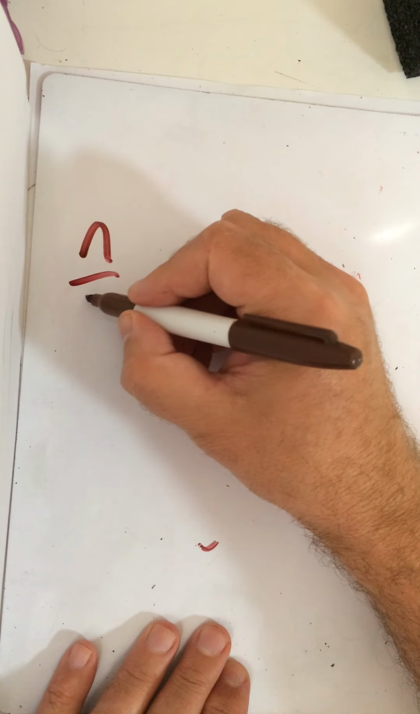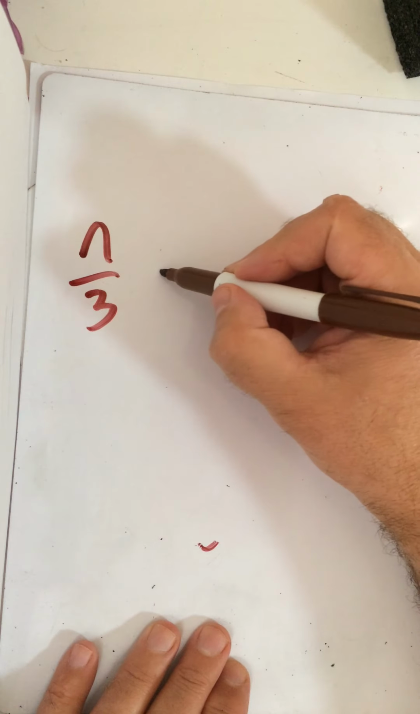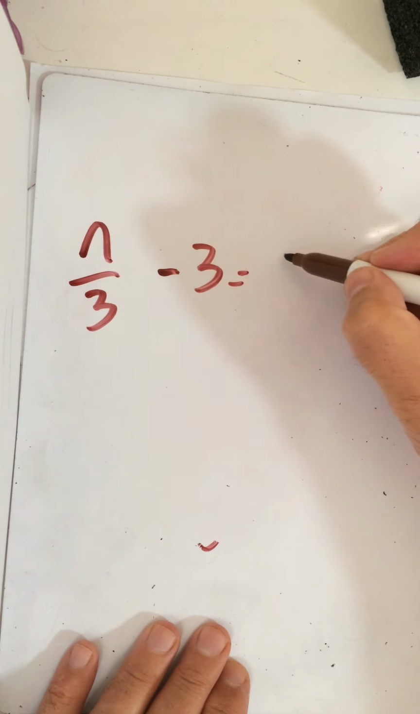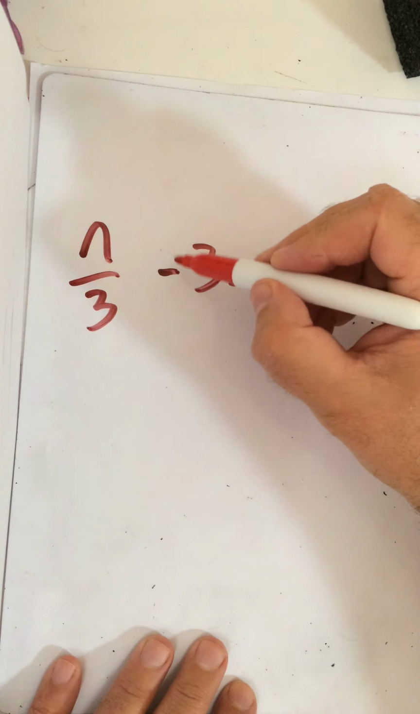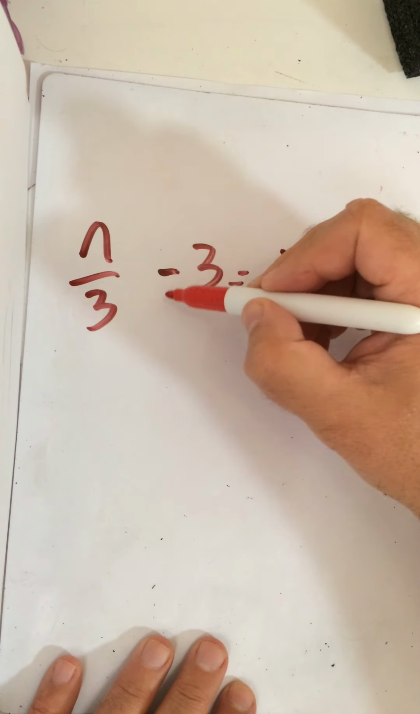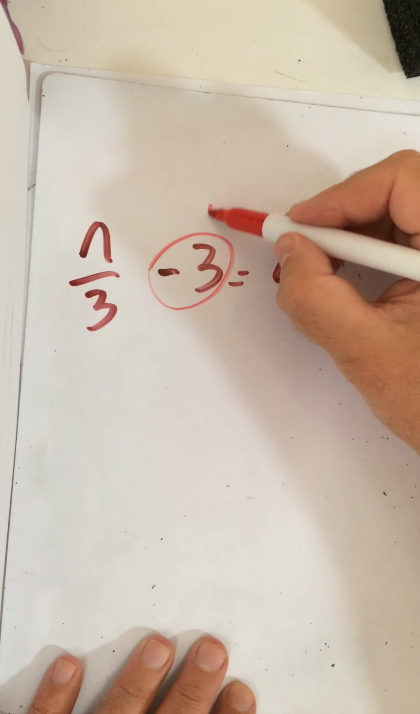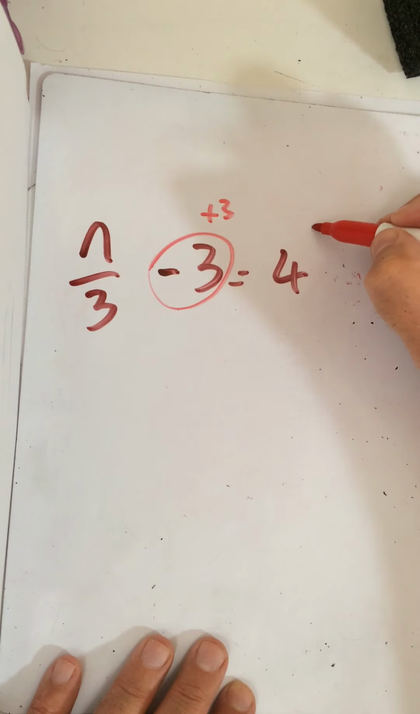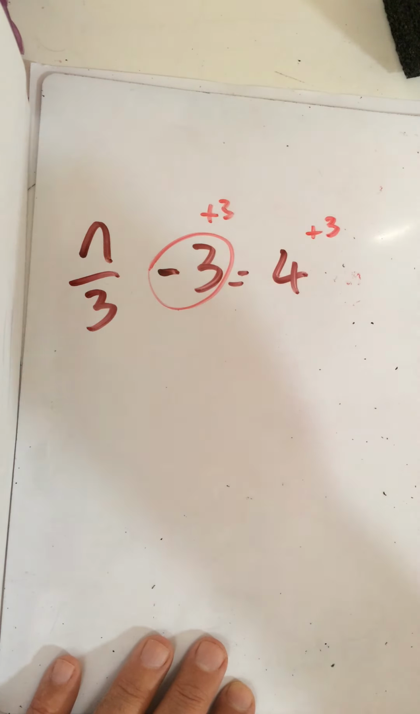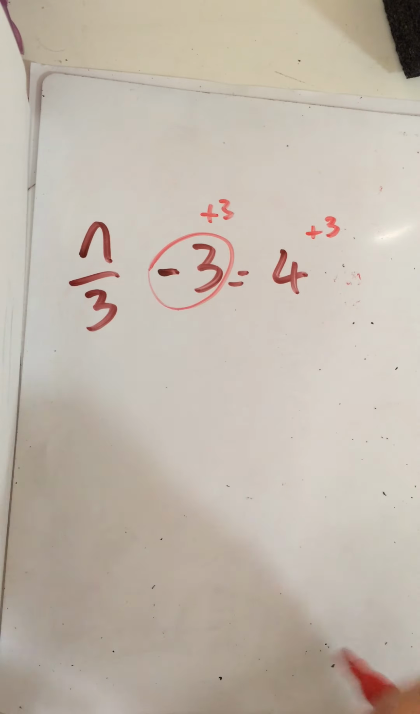Now, the slightly trickier ones are the divides. So say, for example, I've got n divided by 3 minus 3 is equal to 4. The same rules apply. If I want to find the value of n, first thing I'm going to do is get rid of this minus 3. So I'm going to add 3 to that. If I've done that, I need to add 3 on the other side. It's the balancing method.